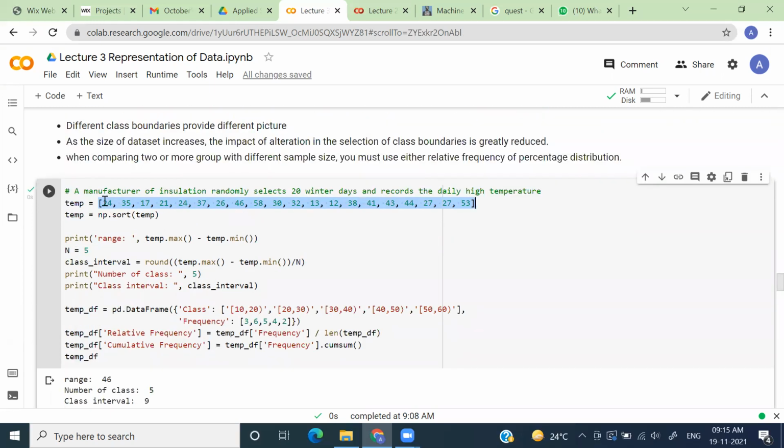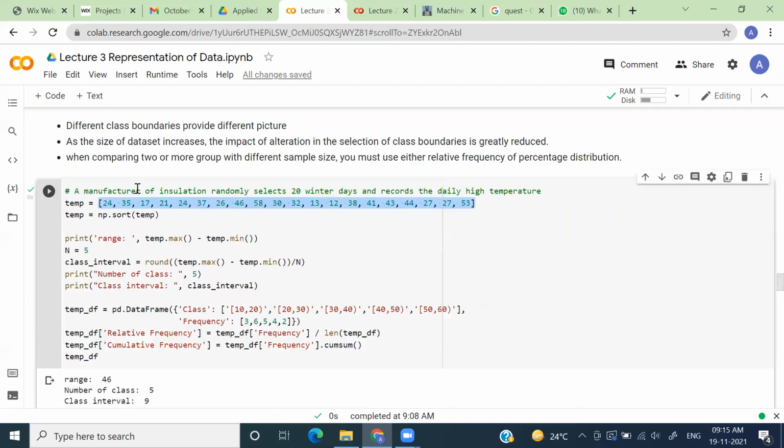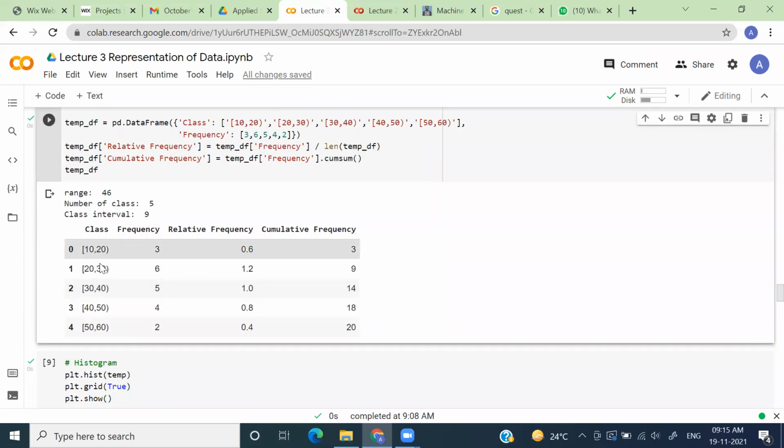So first of all, we have to come up with different classes, right? So here is what I'm talking about. From this data, you have created different classes: a class of 10 to 20, the temperatures lying between 10 degrees and 20 degrees, 20 and 30, 30 to 40, 40 to 50, 50 to 60. And what is the count of total temperatures in each class? You see that there are a total of 3 days where the temperature was between 10 to 20. There were a total of 6 days out of 20 where the temperature was between 20 to 30.